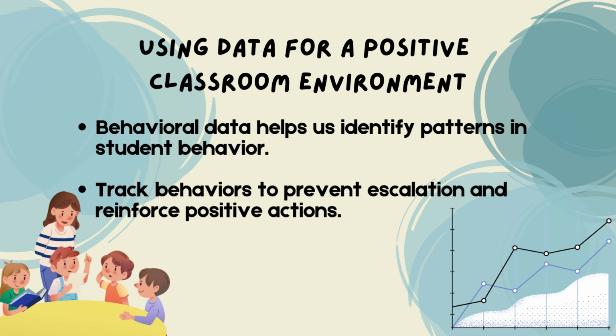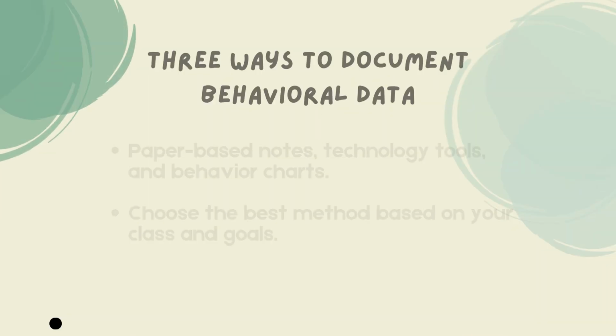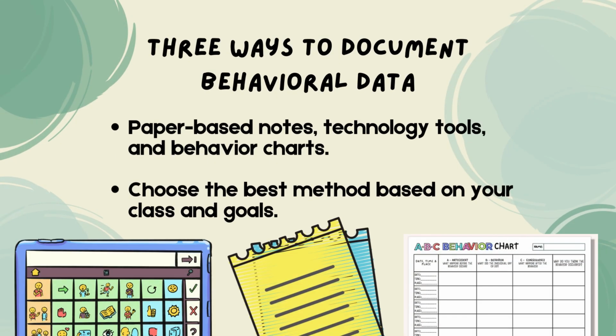Think about it. When we track things like off task behaviors, we start to spot patterns. Maybe certain behaviors happen right after a transition or when a student feels overwhelmed. If we catch these early, we can step in with support before things escalate. It also helps us recognize the things that are working well, like when a student gets excited about a new activity. When we know what's going on, we can make sure the classroom is a place where everyone feels safe and ready to learn.